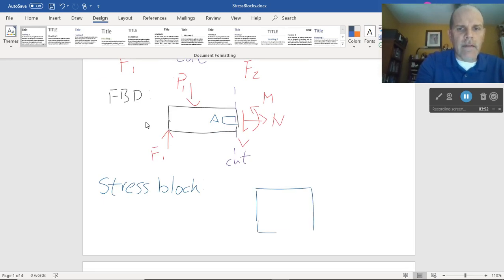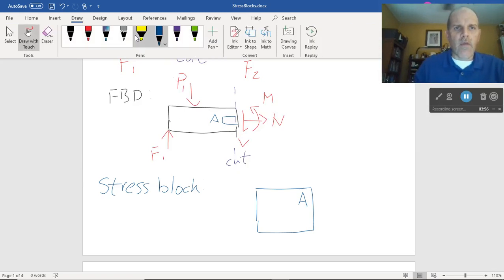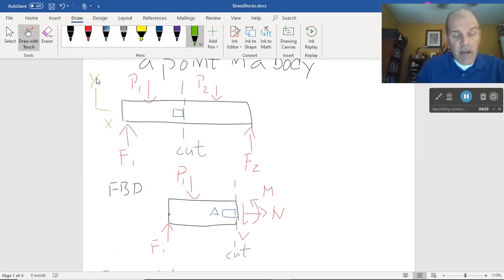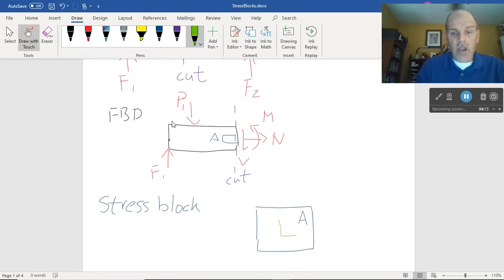Well, here's my point A. I'll put A in the corner here. And why am I putting A in the corner? Well, that's because I want to put my coordinates on here. And going all the way back to my first free body diagram, my x-axis was to the right, my y-axis is up. This is on the side of the body. So I've got myself a y-axis going up and an x-axis to the right.